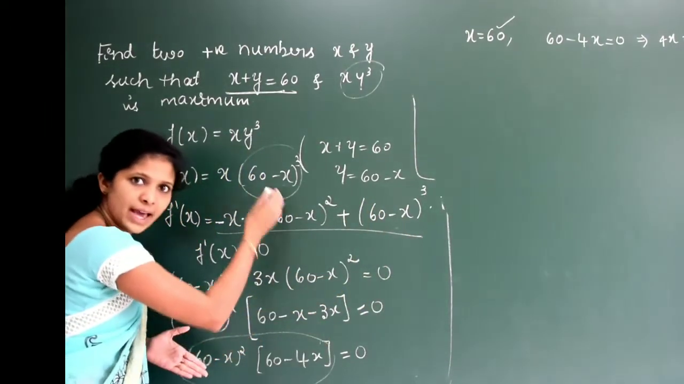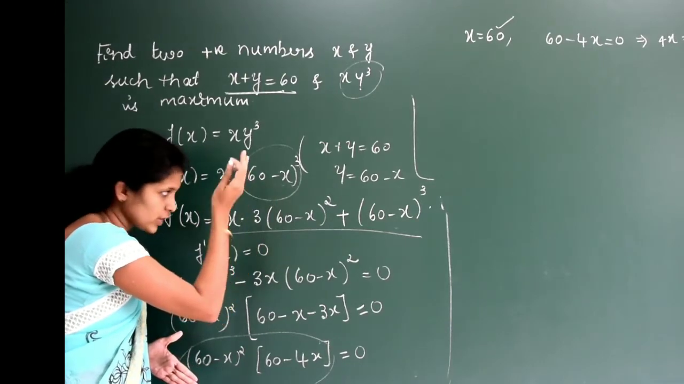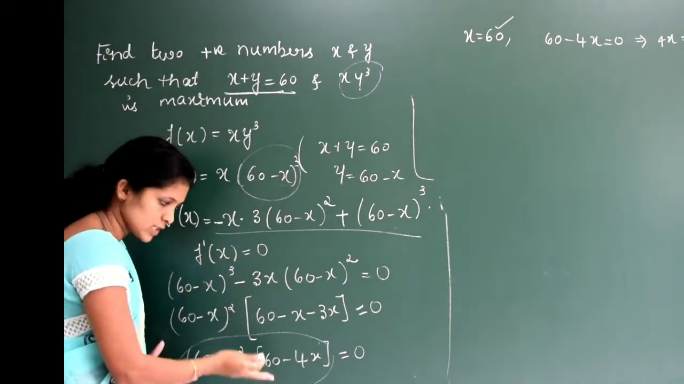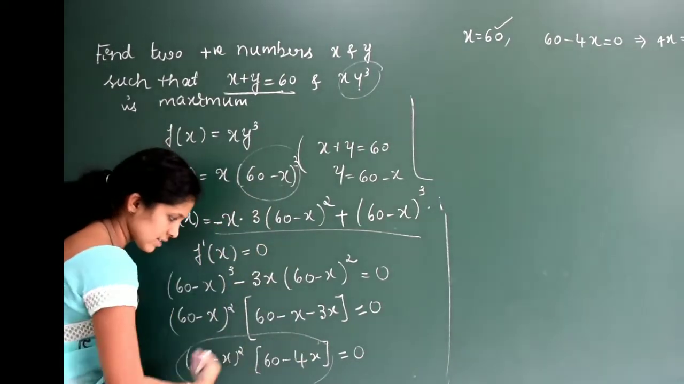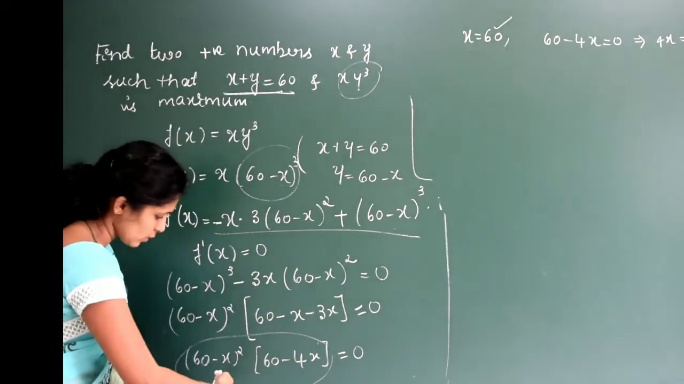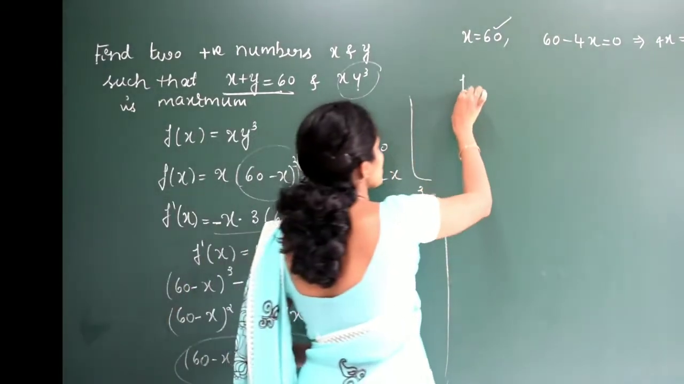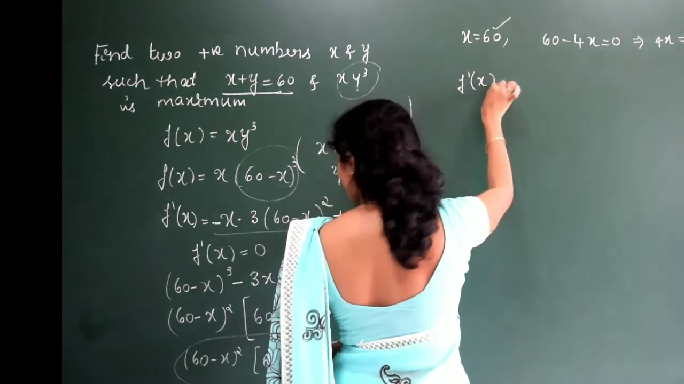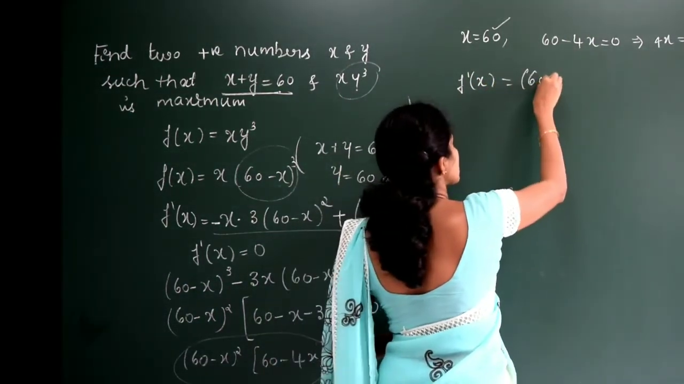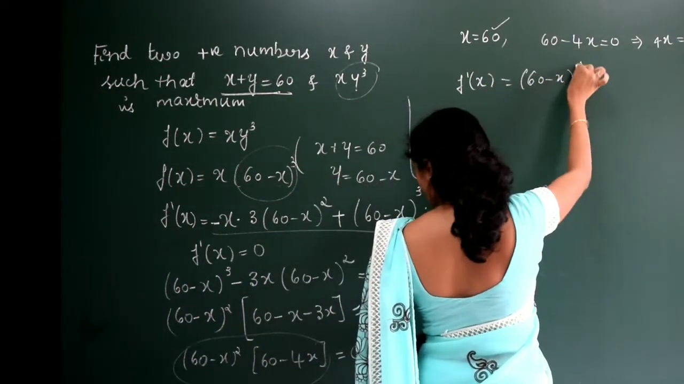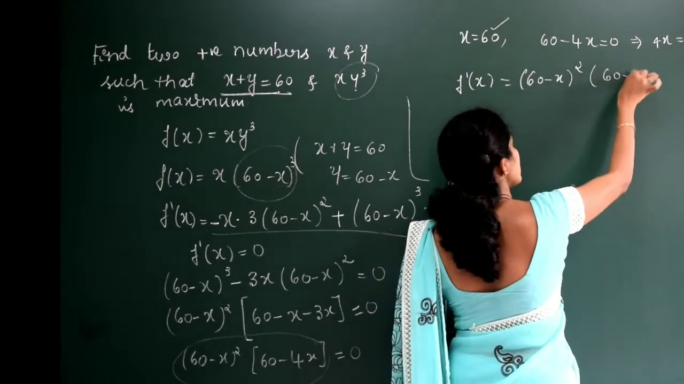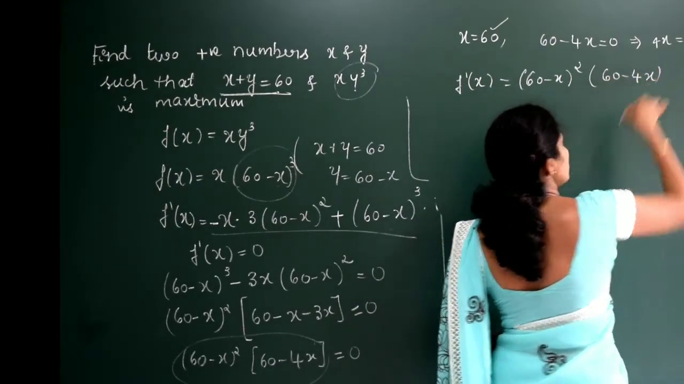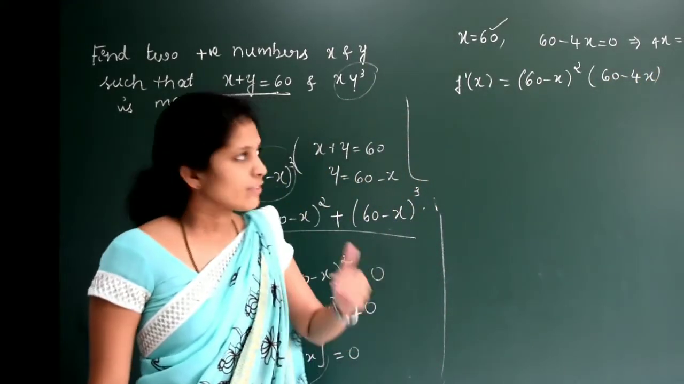So this is the same as f dash of x. Either you can go with this f dash of x or this one, both are same. Here I will consider this one so that it will be easy. So if I consider f dash of x is equal to (60 minus x) whole square into (60 minus 4x), right? So this value we got f dash of x. Now we have to differentiate.